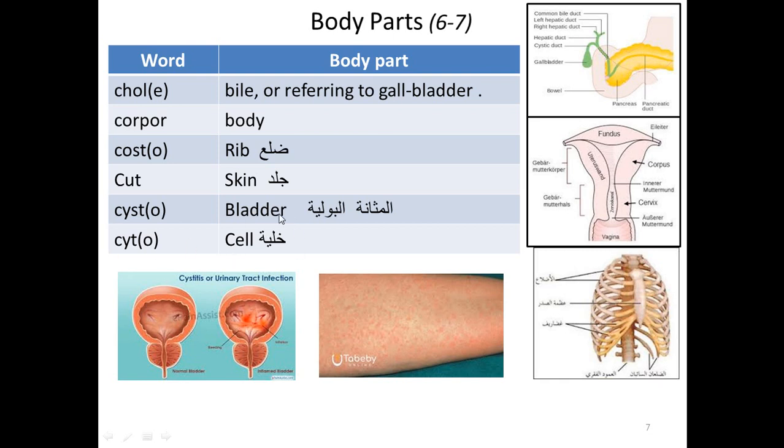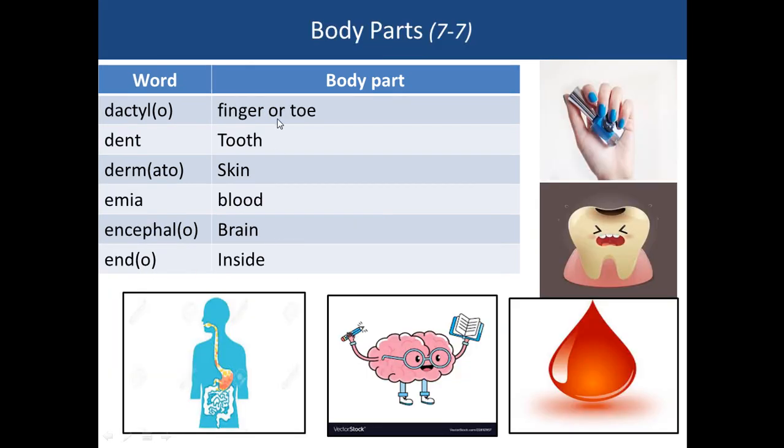Cyto means cell. Dactylo means fingers, either fingers or toes. Sometimes we say there is polydactyly, there is syndactyly, and this is a description of the fingers or maybe the toes. Dent, we mean by dent the tooth. Dental caries, we call it dental, not tooth caries. Dermato also means the skin.